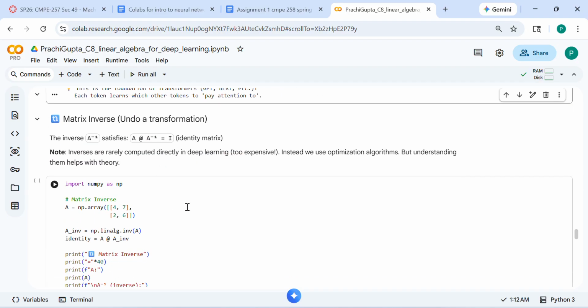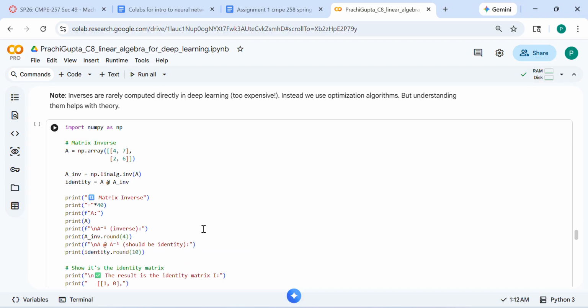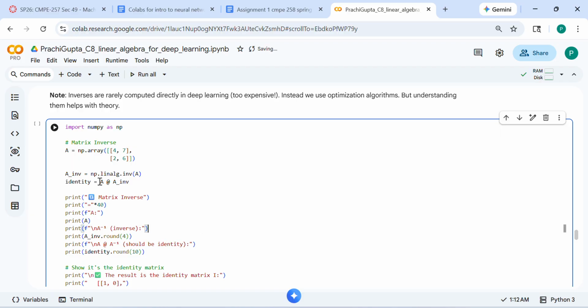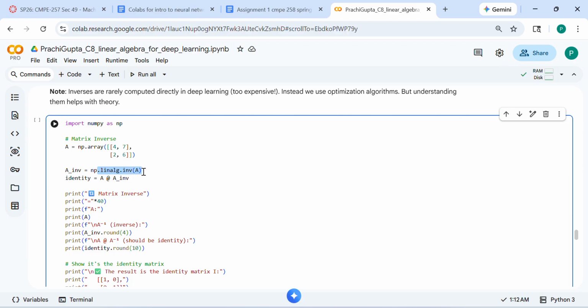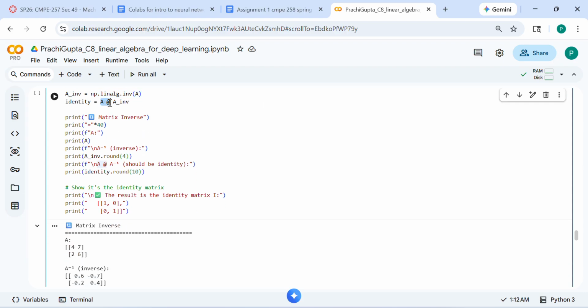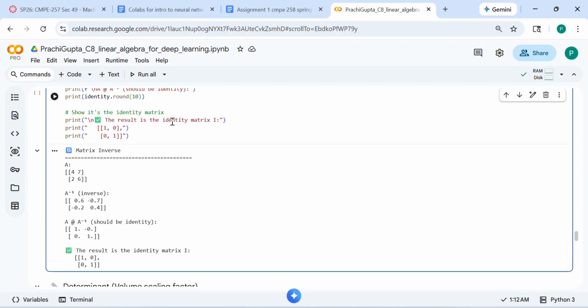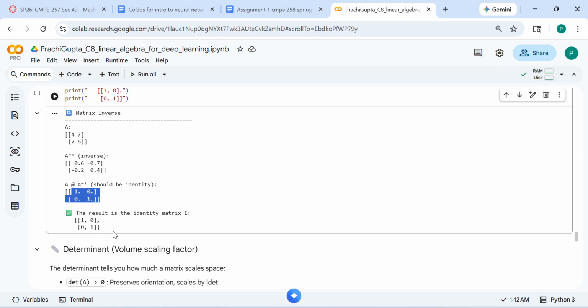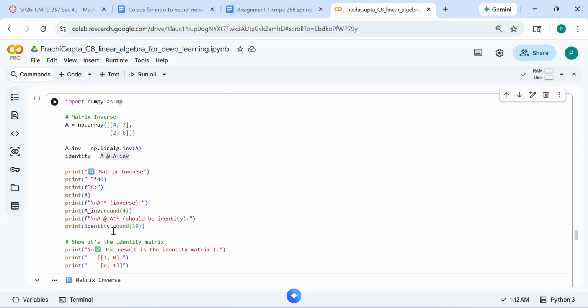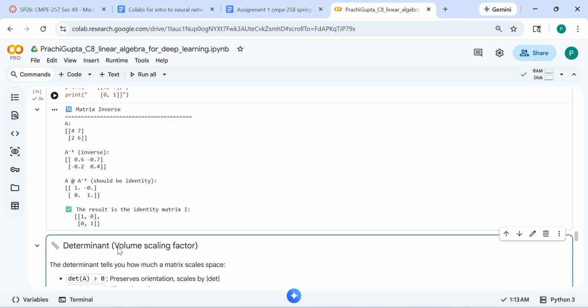So now, matrix inverse. Matrix inverses are rare in practical coding because they are too expensive to compute. Instead of undoing the transformation with an inverse, we use optimization algorithms to find our solution. If you want to invert it, we do A @ A inverse, and to invert it, we use np.linalg.inv. If you multiply the matrix with its inverse, you will get an identity matrix. Let me run it, and this is the output.